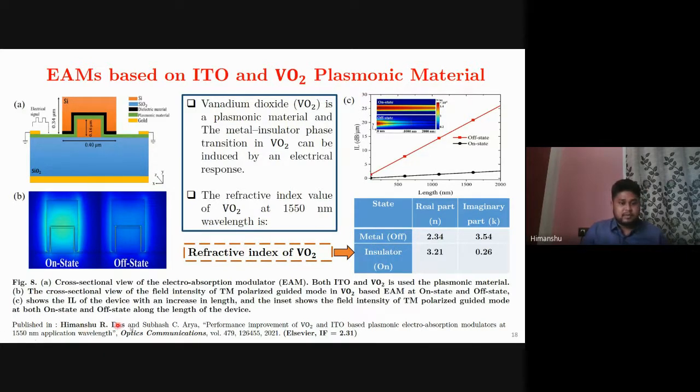This work was published in the Optics Communications journal, and this paper was cited by around eight other papers.